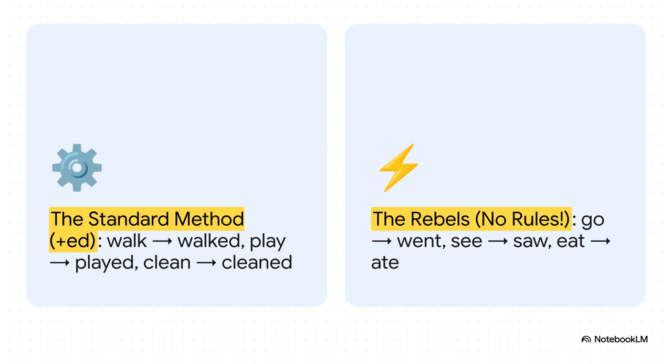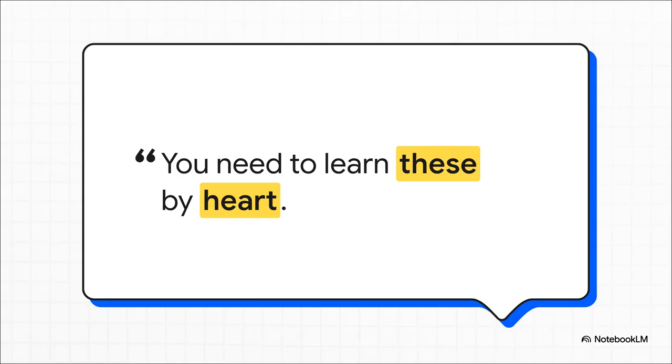Simple. But then you have the rebels. These are the irregular verbs, and they just refuse to follow the rules. Go becomes went, see becomes saw. They just kind of do their own thing. Now, since these rebels don't follow any pattern, there's really only one way to get them down. You just have to learn them by heart. It takes a little bit of memorization, I know, but it is so worth it, because these are some of the most powerful and common words you'll use to tell your best stories.